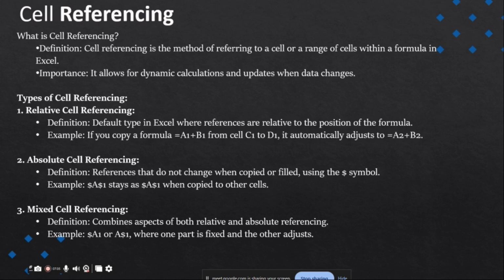So when you perform your calculations using functions or formulas in Excel while referring to a cell, when the data changes, you can easily perform dynamic calculations and update it immediately. Okay, so types of cell referencing, we have three main types. We have the relative cell referencing. You can have your pen and paper and jot down. We have the absolute cell referencing, and we have the mixed cell referencing.